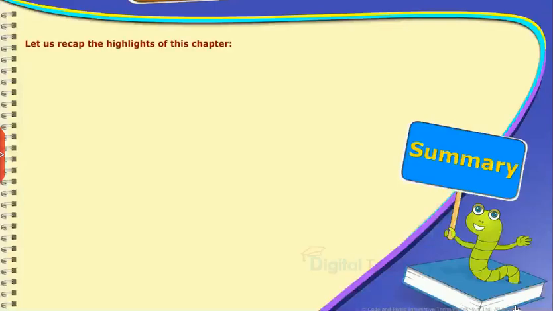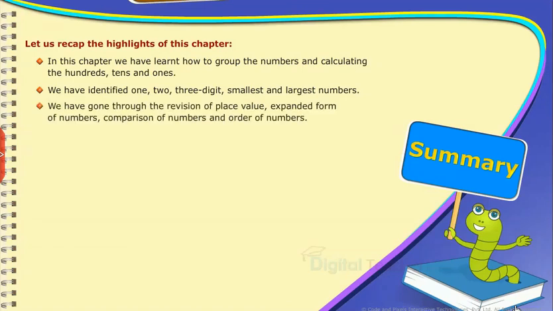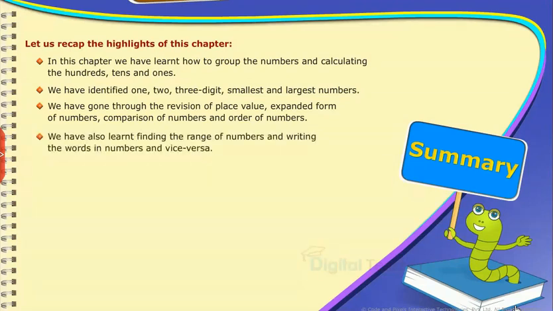Summary. Let us recap the highlights of this chapter. In this chapter, we have learned how to group the numbers and calculating the hundreds, tens and ones. We have identified 1, 2, 3-digit, smallest and largest numbers. We have gone through the revision of place value, expanded form of numbers, comparison of numbers and order of numbers. We have also learned finding the range of numbers and writing the words in numbers and vice versa.